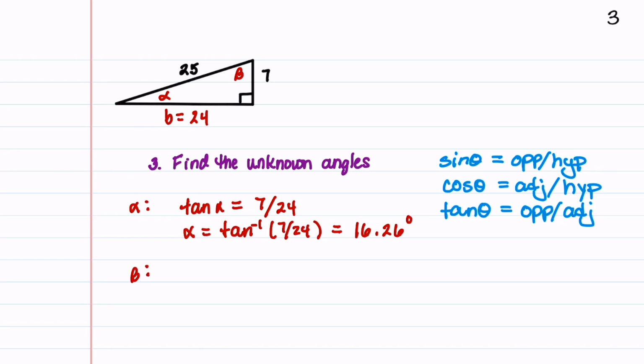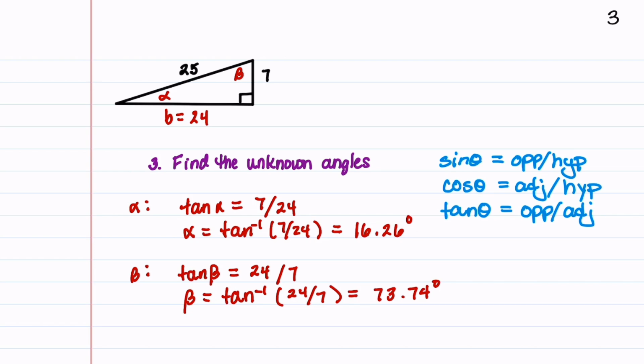Now we go to find beta, and we can use tangent again. So we would say tangent beta is opposite, which is our 24, divided by our adjacent, which is 7. So beta is inverse tangent 24 over 7, which when you put it into your calculator, you get 73.74 degrees. One nice built-in check is you can add alpha and beta, and they have to add up to 90 degrees. And if we look at our answers, we can see that it does indeed add up to 90 degrees.